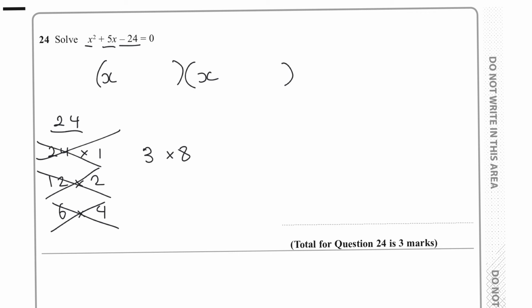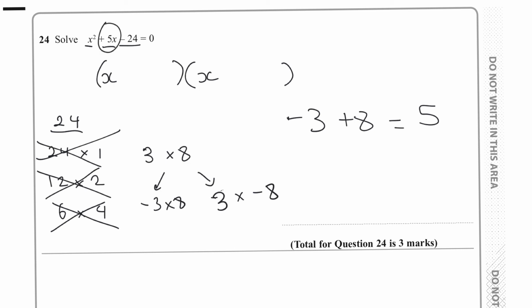So then, or minus 3 plus 8. The reason I'm saying it with negatives is because you've got minus 24. So your two pairs are either going to be minus 3 times 8 or minus 8 times 3. Sorry, let me not confuse you, or positive 3 times minus 8. So to check which one works, you would have to test them both. Minus 3 plus 8 gives us an answer of positive 5, which is what we want, whereas 3 minus 8 gives us negative 5, which is what we don't want.